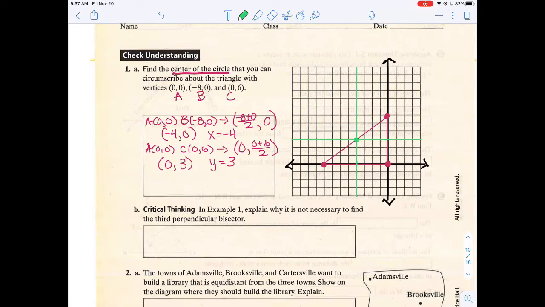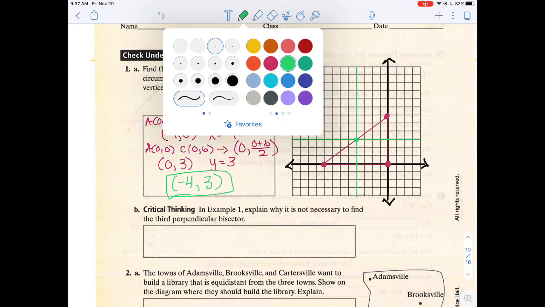Okay, and then those two lines meet at this point here, which if we circumscribed a circle around this triangle, that would be the center of it. So that point is at -4, 3. So that is the center of our circle.